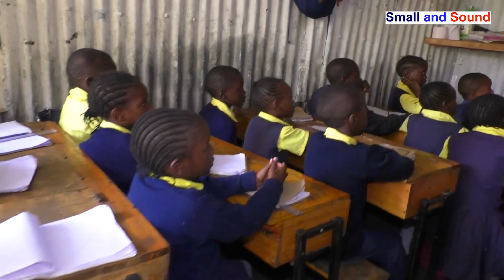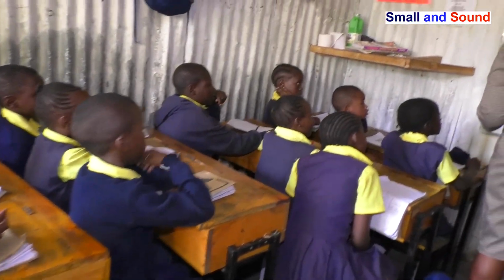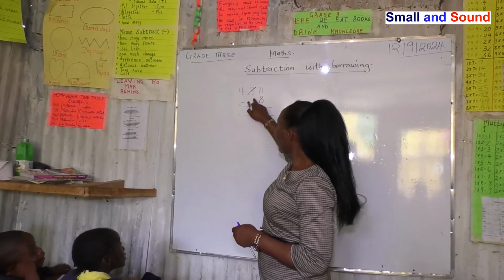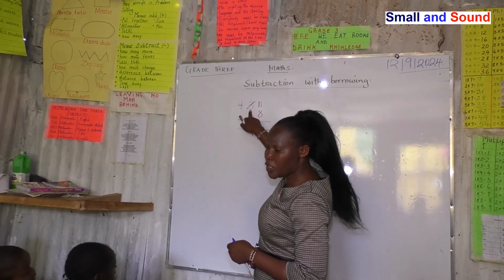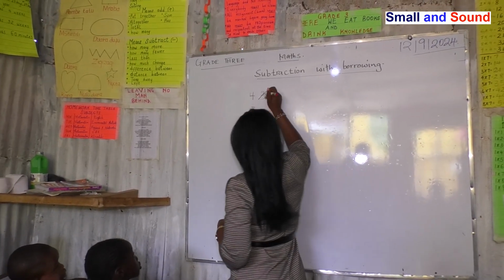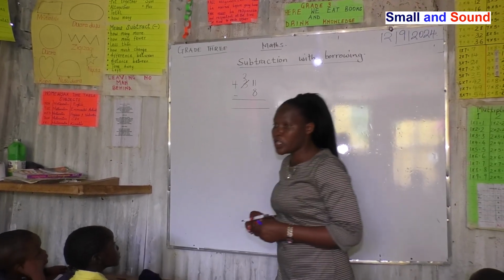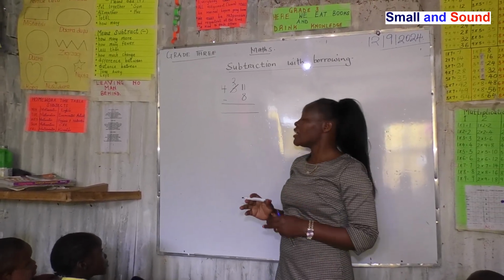And where do we take that 1? We put it there, isn't it? Yes. Therefore, our number becomes 11. So when we borrow 1 from 3, what are we left with? 2. We are left with 2. Always remember to write it down. When you don't write it down, you will definitely forget.